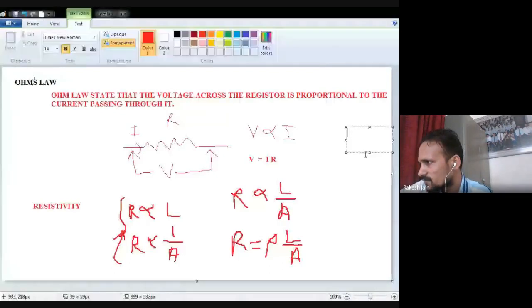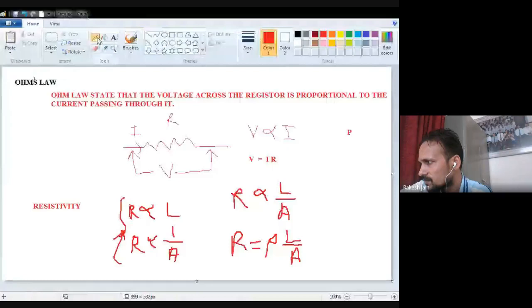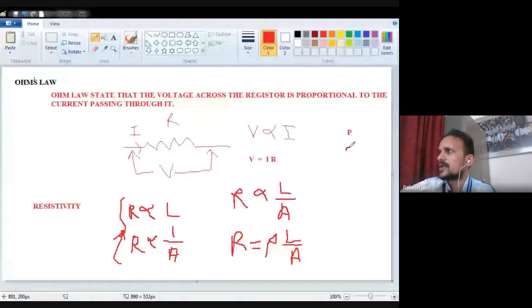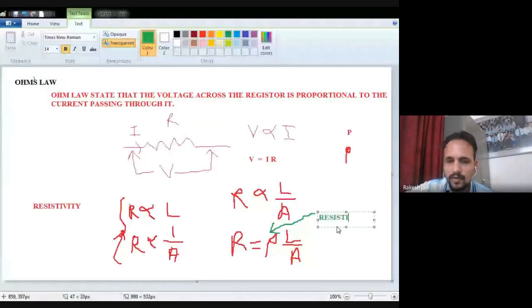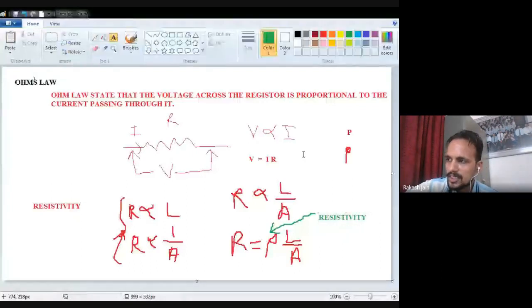This is someone different from P. This is known as rho, and the meaning of this rho is resistivity. This is your resistivity. And what is the unit of this resistivity? Ohm meter. We know that the unit of resistance R is ohm.